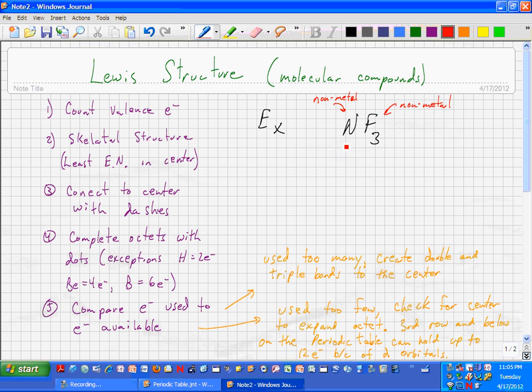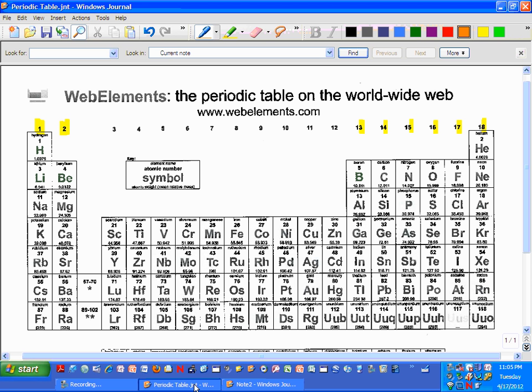Our first example is nitrogen trifluoride. So the first thing we're going to do is count valence electrons. The way we'd do that is we'd go to the periodic table, and the periodic table is set up in groups 1, 2, 3, 4, 5, 6, 7, 8. Those group numbers tell us our number of valence electrons. Older periodic tables actually go 1, 2, 3, 4, 5, 6, 7. More modern periodic tables, you can see, go 1, 2, and then it's 13, 14, 15, 16, 17, 18.